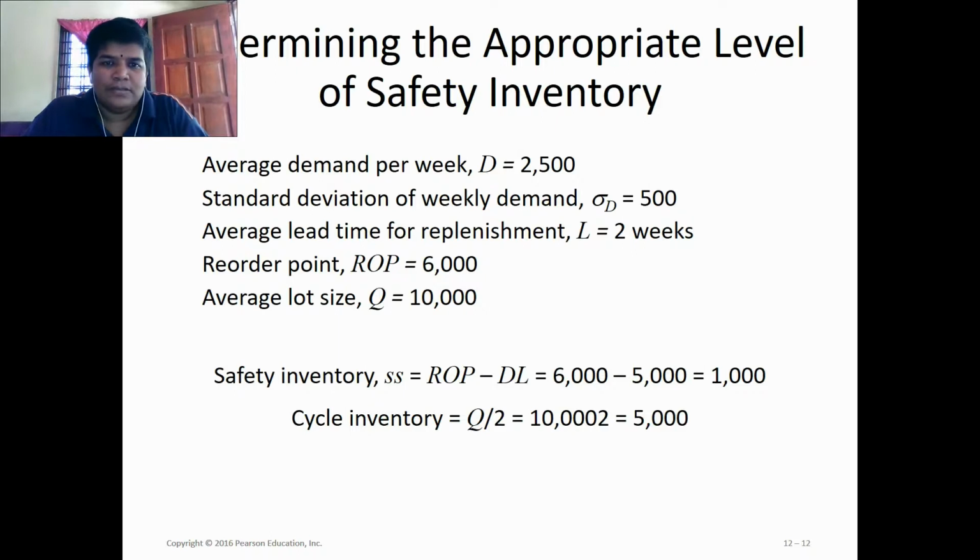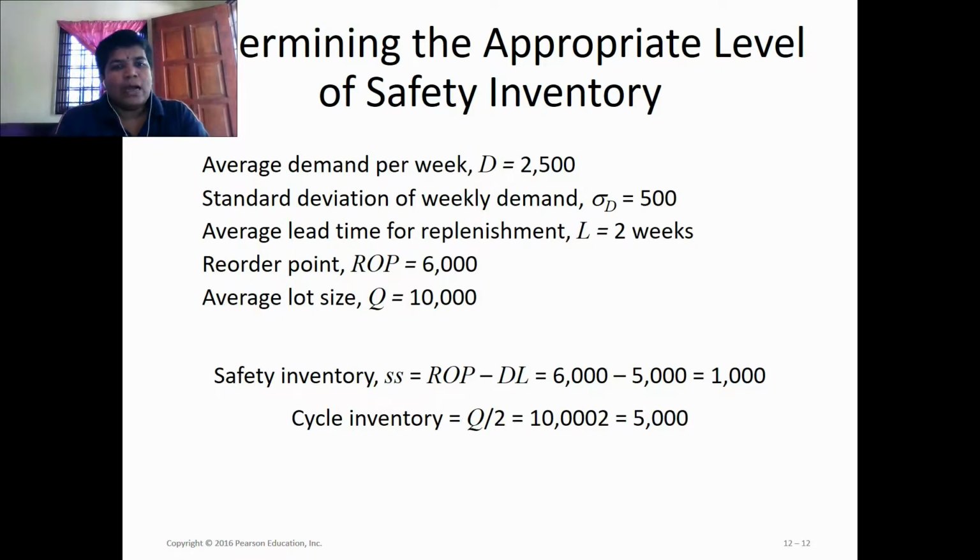So reorder point is 6,000 and average lot size is 10,000. To calculate the safety inventory, earlier we already got the formula, isn't it? It's ROP minus DL. ROP we already know, 6,000 units, minus DL. How we get 5,000 is simply you take your demand times lead time L: 2,500 times 2 is 5,000. So 6,000 minus 5,000, you will get safety inventory of 1,000 units.